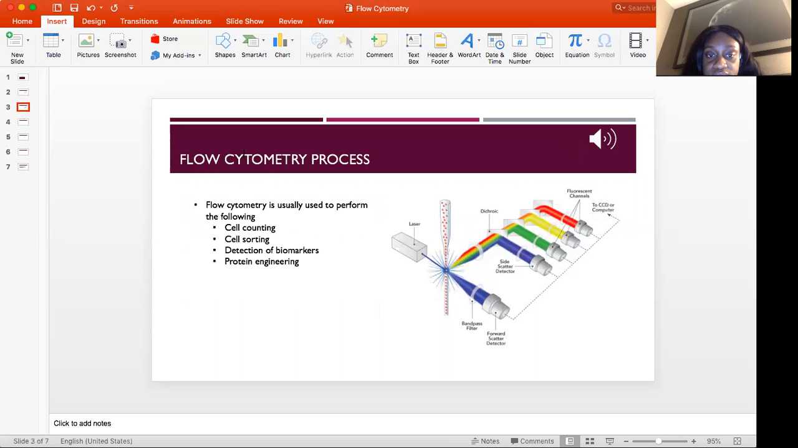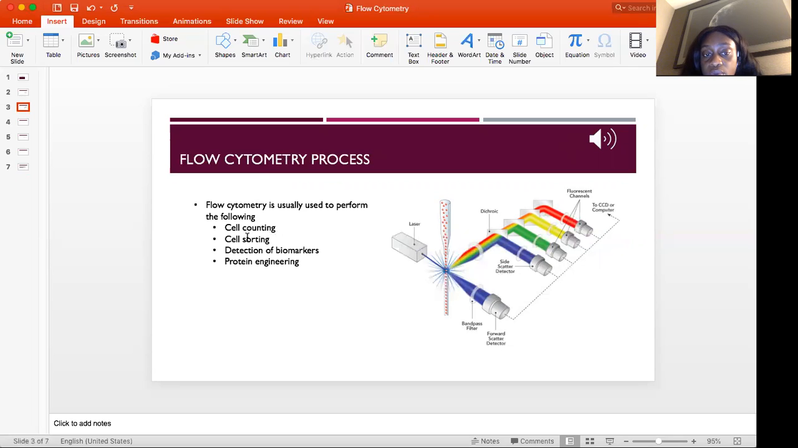Flow cytometry is usually performed for cell counting, cell sorting, detection of biomarkers, and protein engineering. For cell counting, if a patient comes in with a low blood count or a low white blood cell count, flow cytometry can tell you the amount of red blood cells you have, the amount of white blood cells you have, etc.